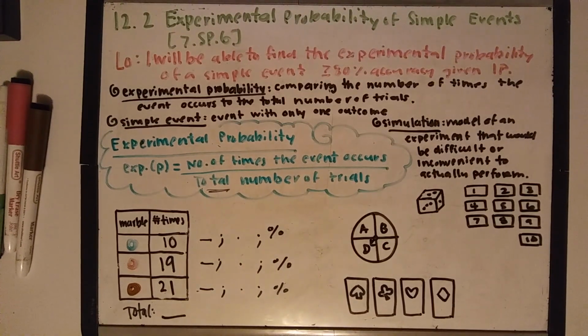So this one is a simulation. There are different ways that you can simulate an experiment. For instance, you can use dice, a deck of cards, a spinner, card numbers, things like that. Even marbles, we can use that. So let me give you an example.